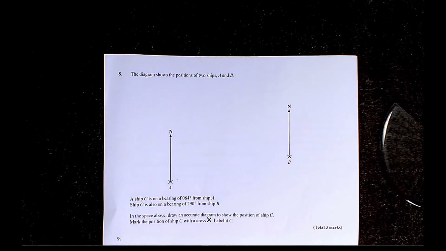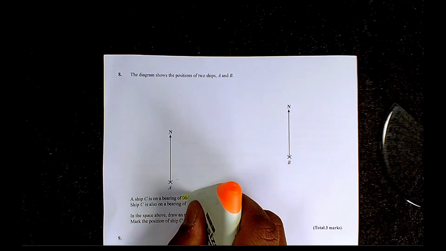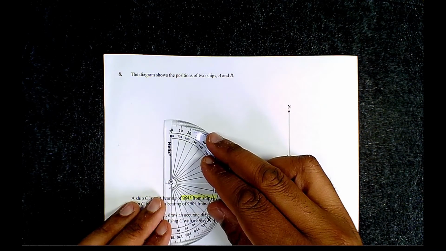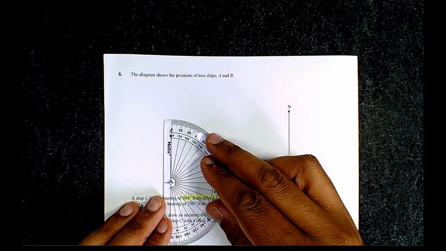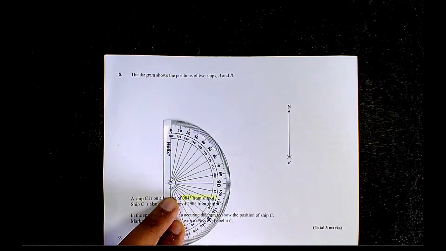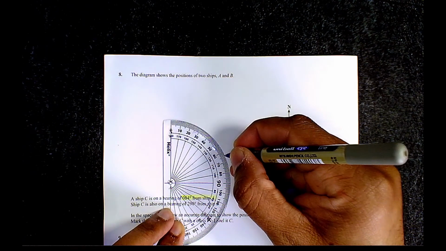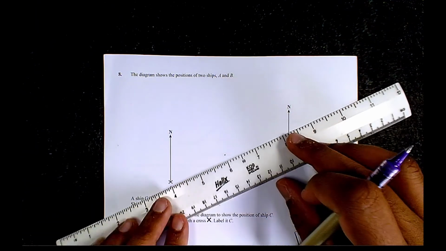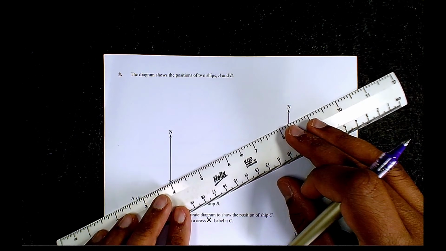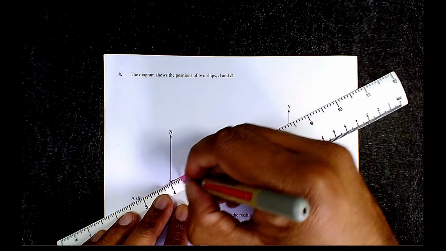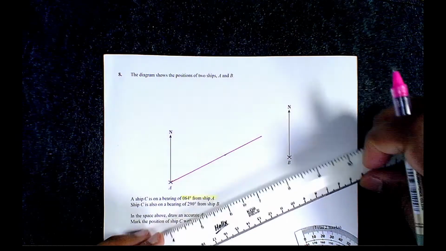So first thing we need to look at is make sure we're establishing where this is. So we're looking at a bearing of 064 from A. So again, I'm going to position my protractor centre on the position of A, 0 on the north line, going in a clockwise direction, and I'm going to measure 64 degrees, just about there. This time I'm going to make sure my projection line is a little bit longer. And again, making sure you are using a ruler, I'm going to just extend that projection line.